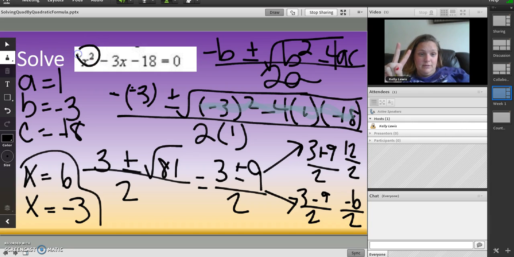We're going to get two answers because of that x squared. If it said x cubed, we'd get three answers. If it said just x, we'd get one answer. Let's do another one.